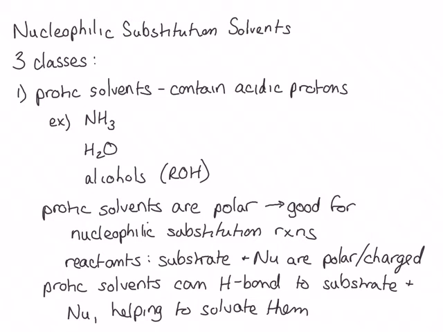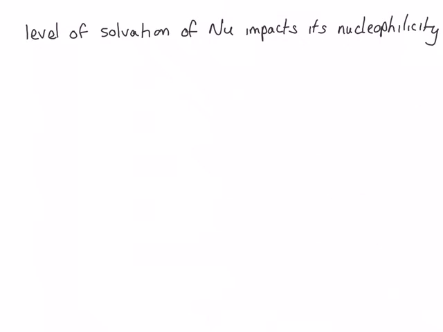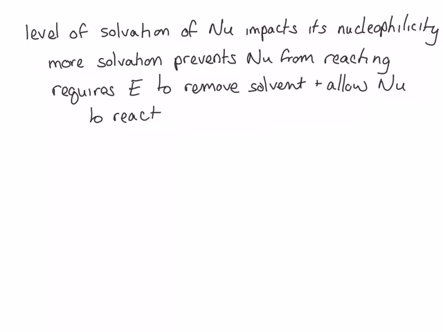However, this hydrogen bonding and the level of solvation of the nucleophile can affect its nucleophilicity, and this can negatively impact nucleophilic substitution reactions as well. The reason for this is that a solvated nucleophile cannot react while it is solvated. Remember that solvation means that the solvent is coating the nucleophile in solvent molecules. In order to react, the nucleophile must shed those solvent molecules. Therefore, stronger solvation leads to a weaker nucleophile.